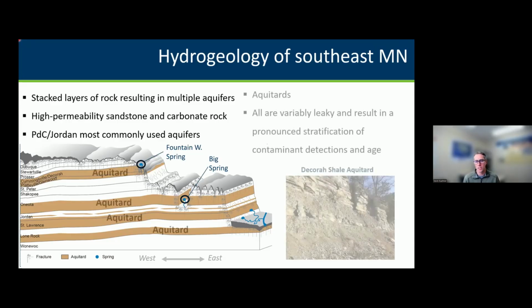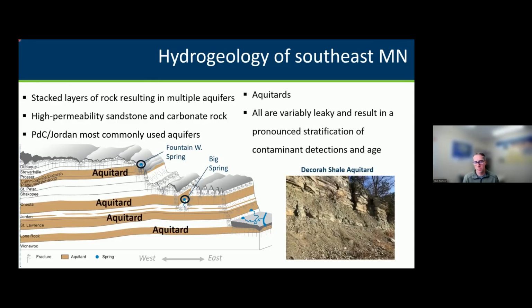Now, also what you'll see here is these brown colored layers represent the aquitards, the confining layers within these different geological units. These aquitards have a very low permeability, and so they restrict or reduce the downward movement of groundwater. All of these aquitards are variably leaky. But what's really important to understand about these aquitards is that this is what results in this pronounced stratification of the detections of contaminants that we find, and also the age of the water.